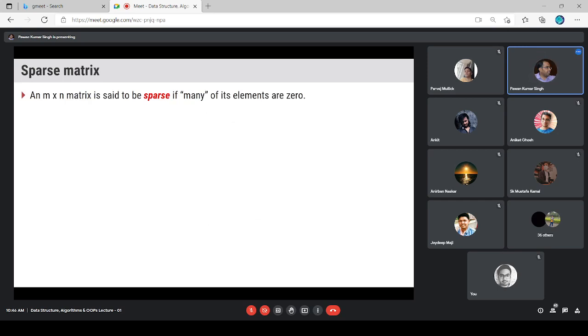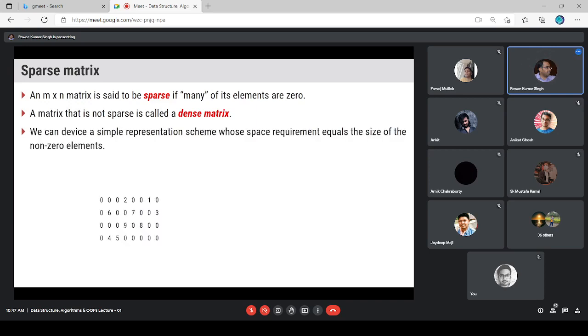Now coming on to the sparse matrix. Do you know about the sparse matrix? No, sir. So this will be new. Now what is a sparse matrix? An m cross n matrix is called a sparse matrix if many of its elements are 0. And if it is not sparse, it will be a dense matrix. So a matrix can either be sparse or dense. If many of the elements of the matrix are 0, it will be sparse, and if not, then it is a dense matrix.